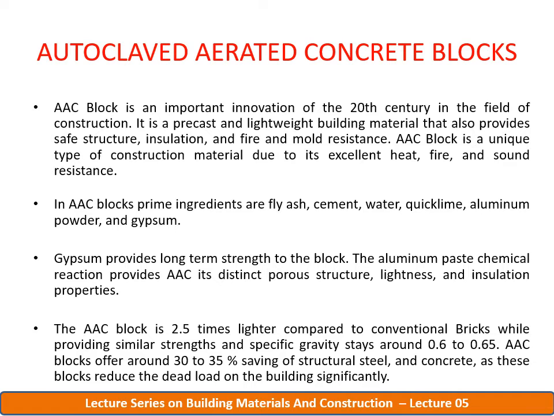In autoclave aerated block, the primary ingredients are fly ash, cement, water, quicklime, aluminum powder and gypsum. So in this case, gypsum provides long-term strength to the block. Aluminum paste chemical reaction gives autoclave aerated block its distinct porous structure, lightness and insulation properties.